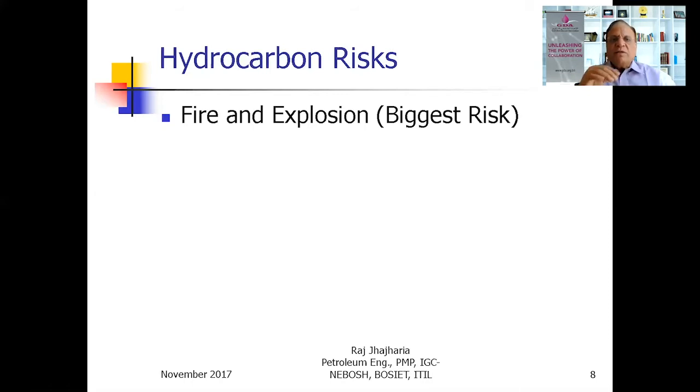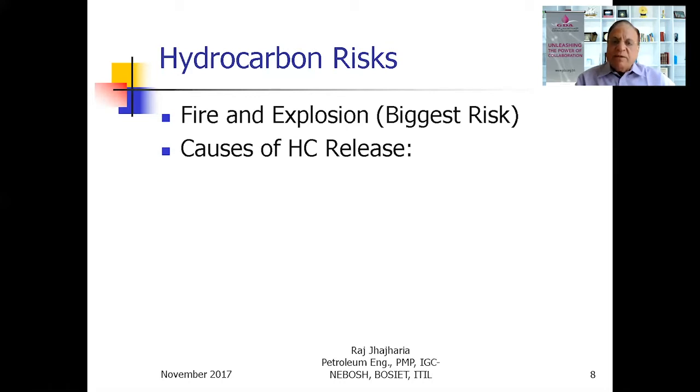So let's look at what are the typical hydrocarbon risks in the oil and gas industry. Those risks were upstream. Now let's look at if the hydrocarbon comes on the ground. Once it comes on the ground, there are risks. What are the risks? The most important, the biggest risk is fire and explosion. And we concentrate maximum on this risk, fire and explosion.